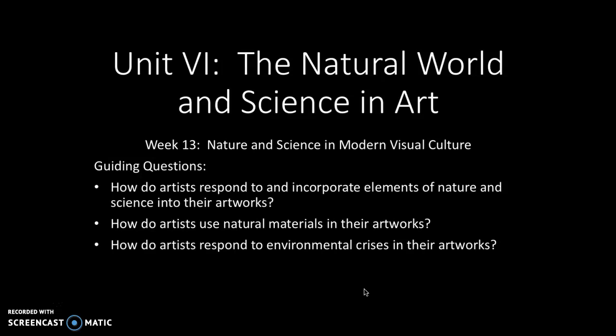Units 6. All right, I've modified our guiding questions here just to take into account the kind of different context of modernity. How do artists respond to and incorporate elements of nature and science into their artworks? How do artists use natural material in their artworks? And how do they respond to the environmental crises of the current era in their artwork? So I'm thinking about things like climate change and the modern environmental movement.